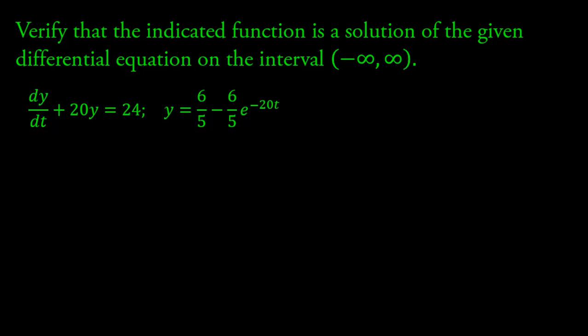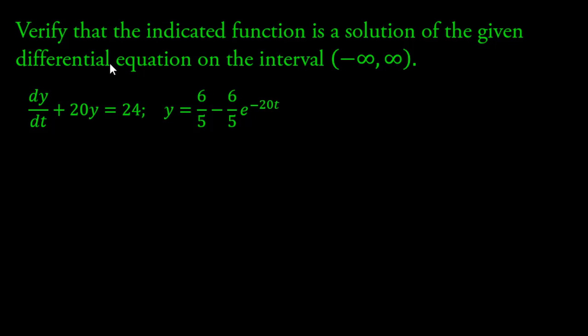For the first example, verify that the indicated function is a solution of the given differential equation on the interval negative infinity to positive infinity. I have the equation dy/dt + 20y = 24, and I want to show that the solution to this particular differential equation is y = 6/5 - 6/5 e^(-20t).